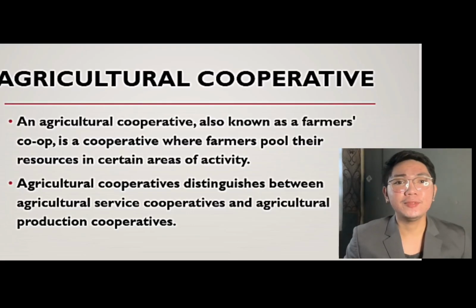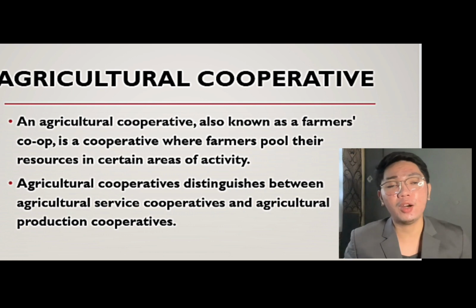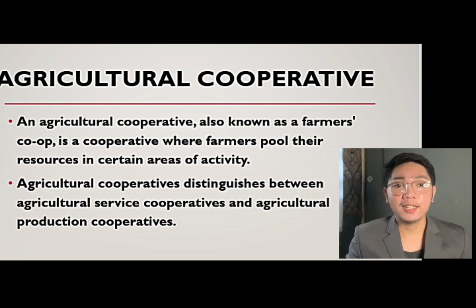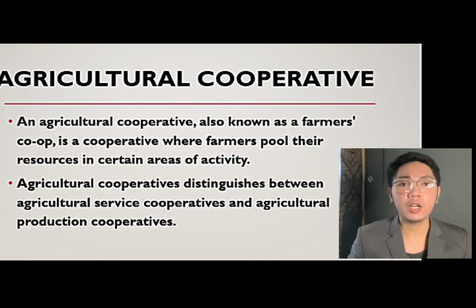Good day everyone. By the way, my name is Glenn. Today we're going to discuss the agricultural cooperative, which can easily target the needs of certain places or areas. So let us also define agricultural cooperatives.